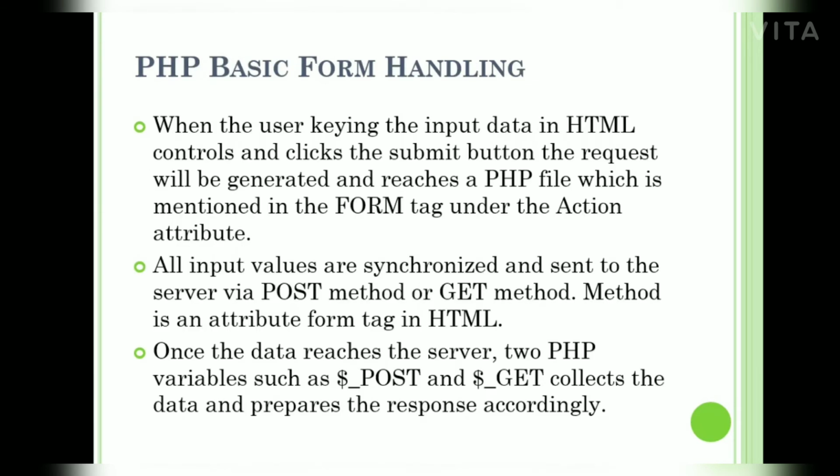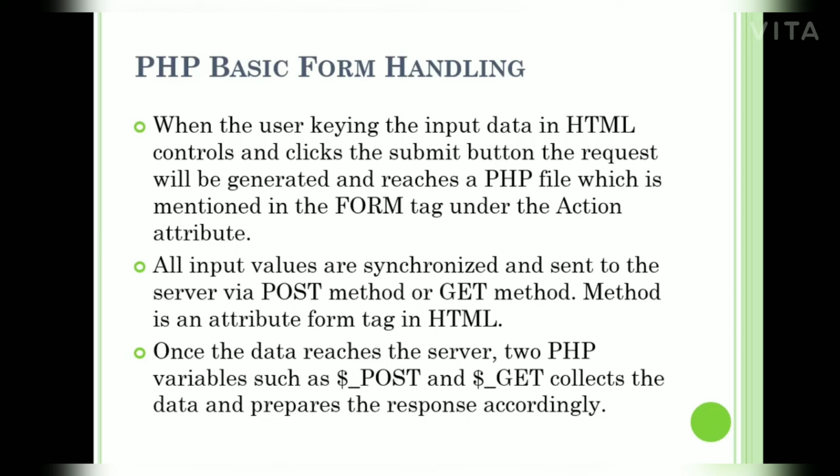PHP basic form handling. When the user keys the input data in HTML controls and clicks the submit button, the request will be generated and reaches the PHP file which is mentioned in the form tag under the action attribute. All input values are synchronized and sent to the server via post method or get method. Method is an attribute of the form tag in HTML. Once the data reaches the server, two PHP variables such as post and get collect the data and prepare the response accordingly.